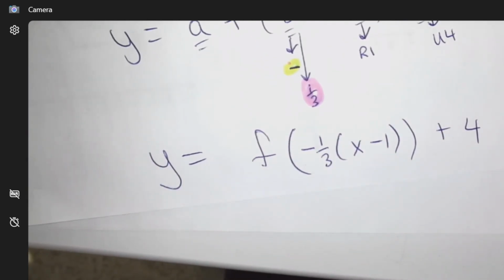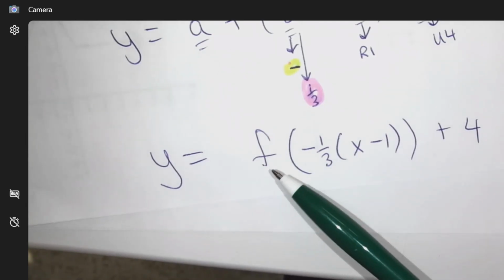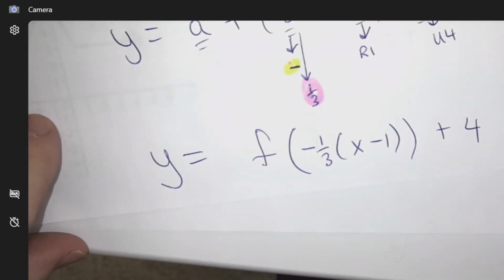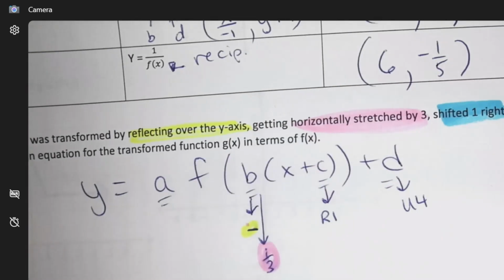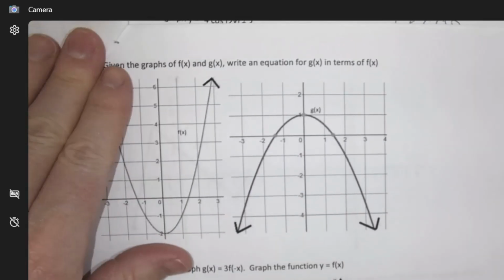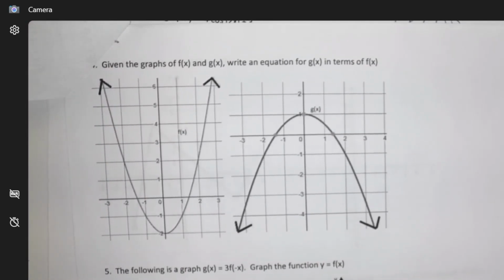Did you guys notice my format? I used the f of x and then I inserted the things into it. So y equals f of x and then the format. Okay, so one question like that on your test. Okay, so now we were given graphs and we have to figure out the equation.